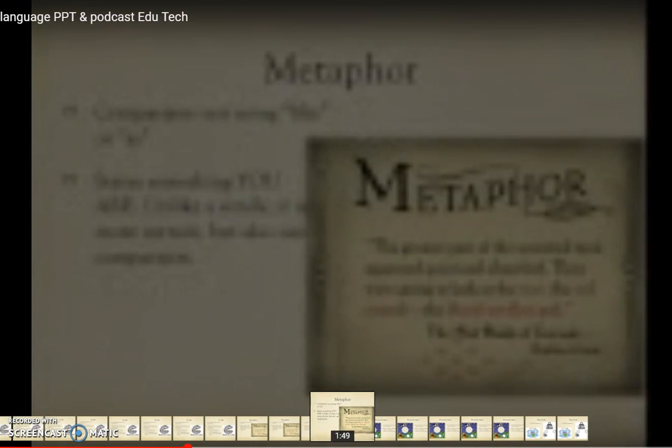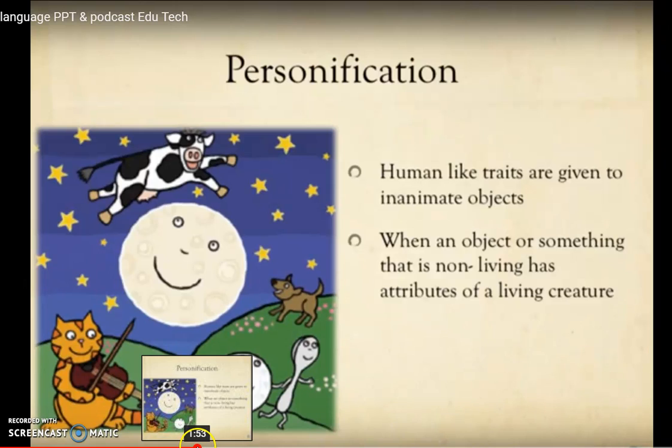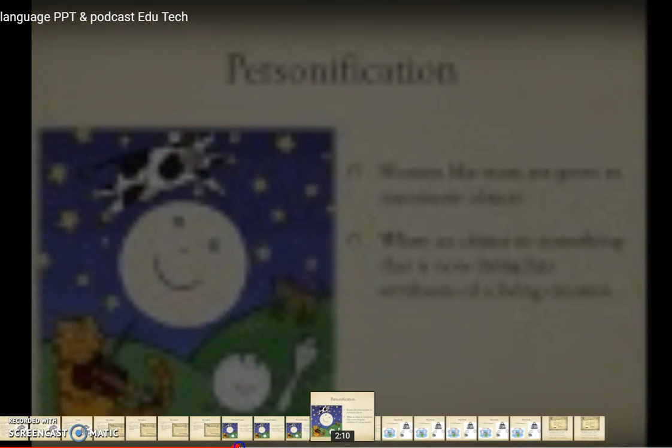Our next one that we're going to look at is personification. This one can get kind of fun because human-like traits are given to inanimate objects. You can use this in your writing to help describe things. It's when an object or something that is non-living has attributes of a living creature. One of the most common ones I like to use in class is when we say, look outside, the trees are dancing in the wind. Well, are they really dancing? No. But we give it a human quality. We make it act like it's human. There's many ways that you could change that and use it as examples.